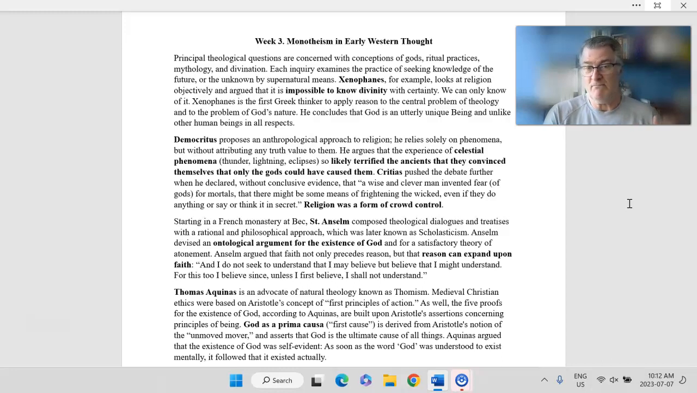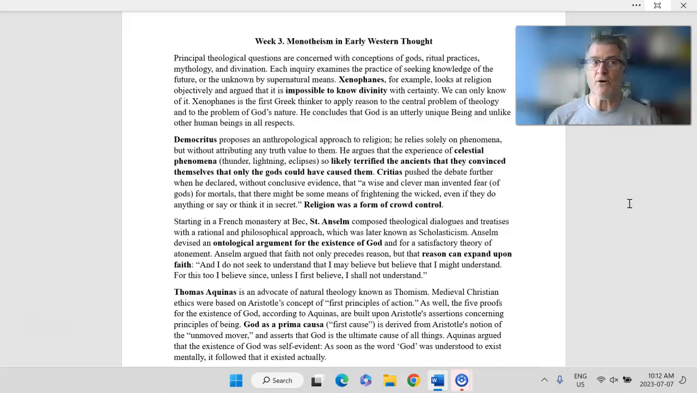Now, for every good idea, there's going to be an idea that is perhaps more malicious or undermining, because again, philosophical skepticism is already being used here. So Critias pushed the debate even further when he declared, but without any kind of evidence, just an idea, that, quote, a wise and clever man invented fear of the gods for mortals, for there might be some means of frightening the wicked, even if they do anything or say anything in secret.